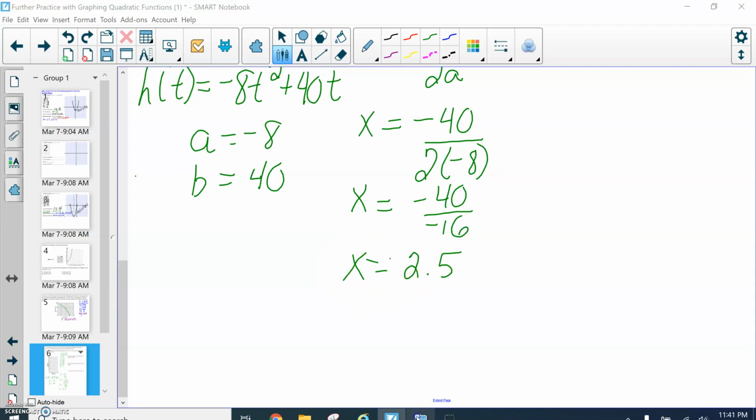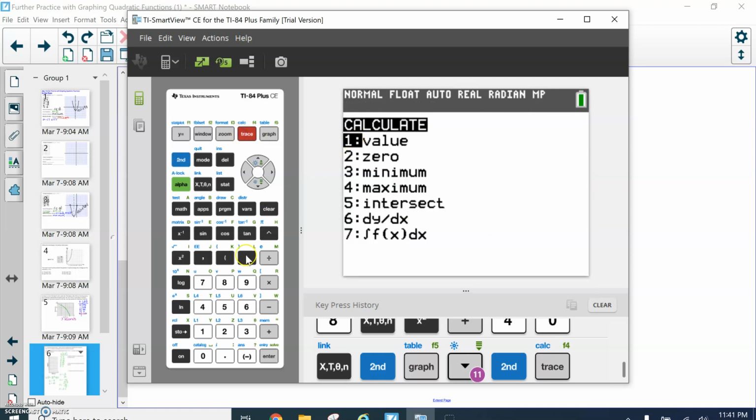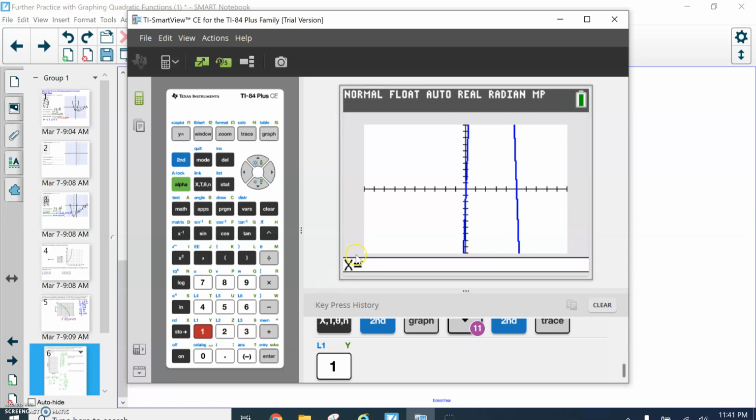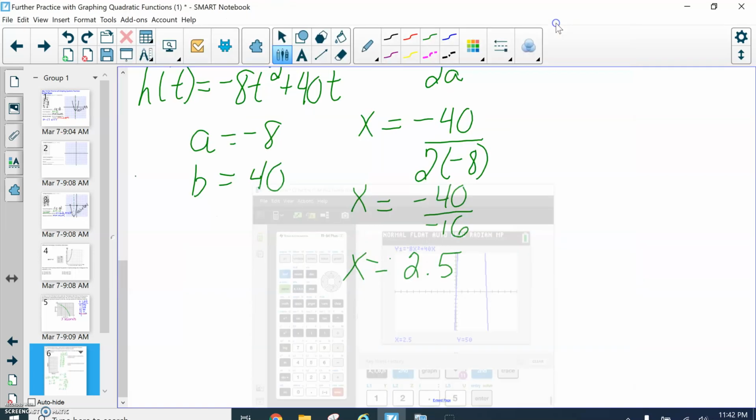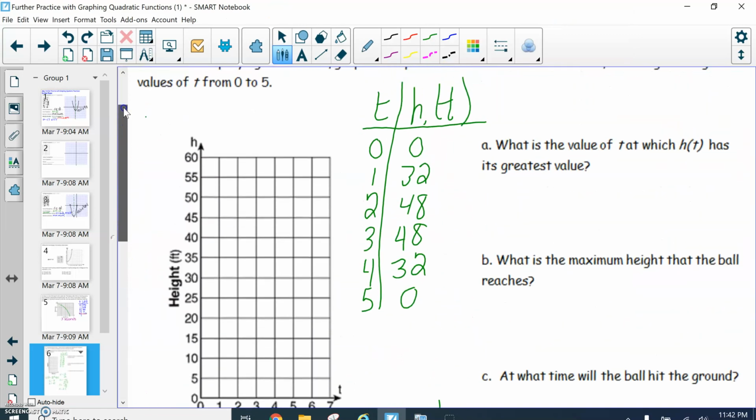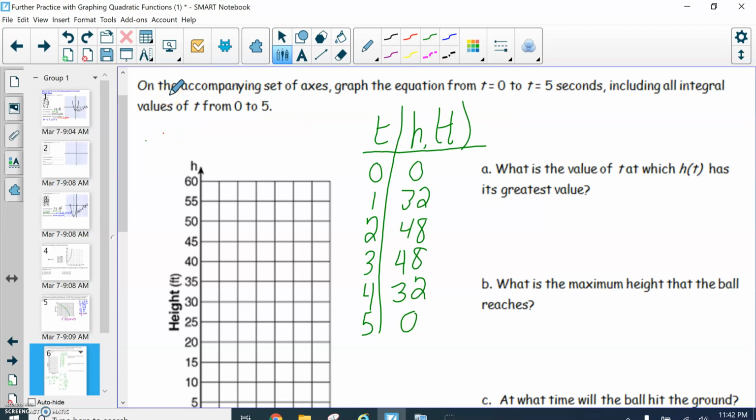So to figure out the vertex, we're going to go back to our calculator. We're going to hit second trace, and then I'm going to go to option 1 where it says value. So now you should get x equals on your calculator screen, and if you type in 2.5 and then hit enter, you get a y value of 50. So we know that the vertex of this parabola is 2.5 comma 50. Okay, so now we can add that value to our table. All right, so in between here, we have 2.5 and 50. There we go. 2.5 and 50.